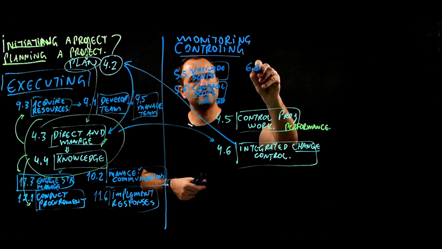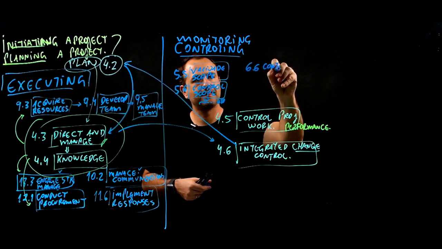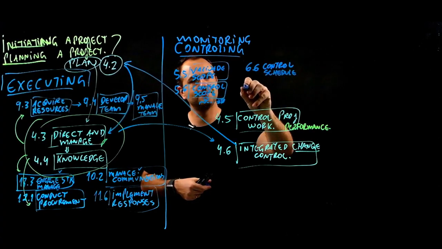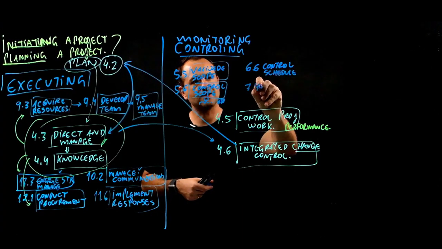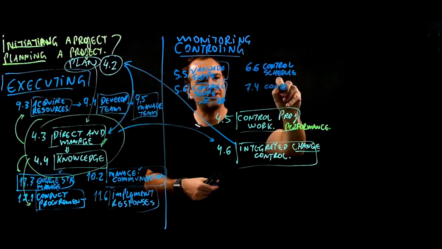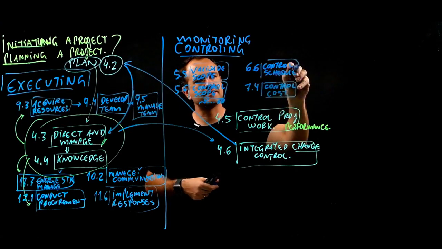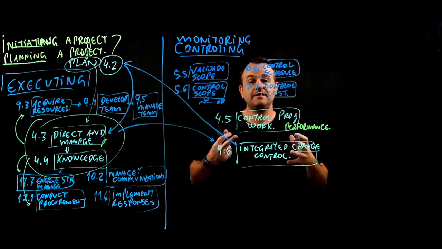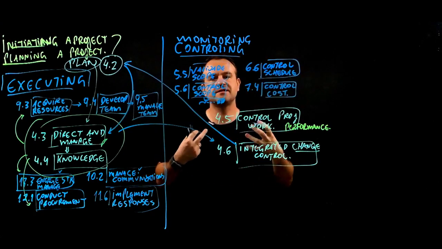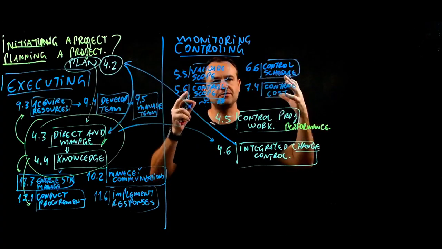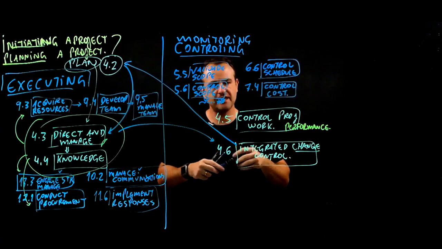So 6.6, control schedule. As you are going to understand, we have control for each and every process here. Control schedule, and we have control costs, 7.4. And that means control schedule. Did we complete all the tasks we have in the schedule? Are we behind schedule, ahead of schedule? So this is the information we need here.